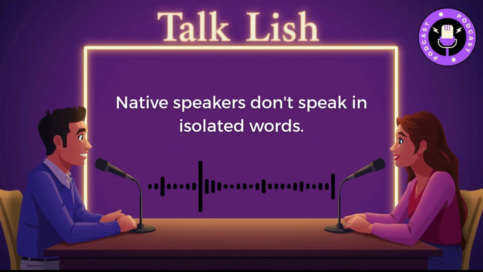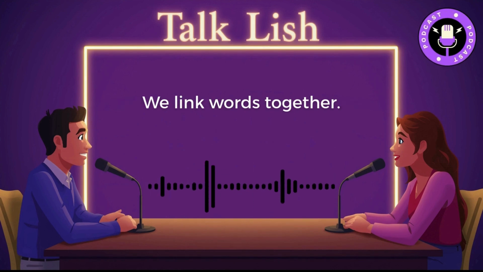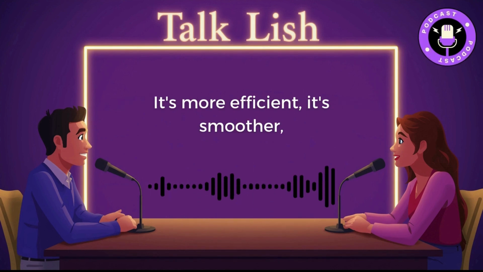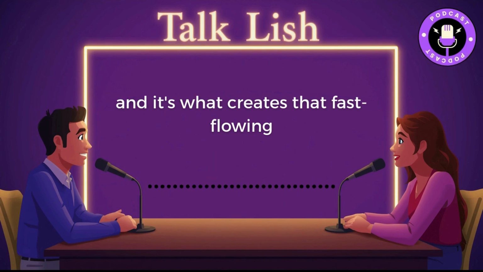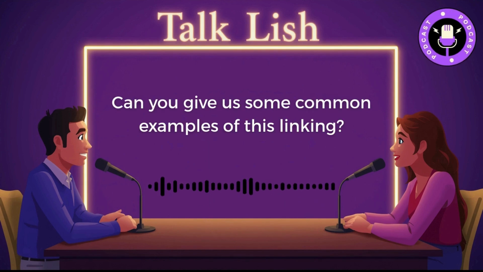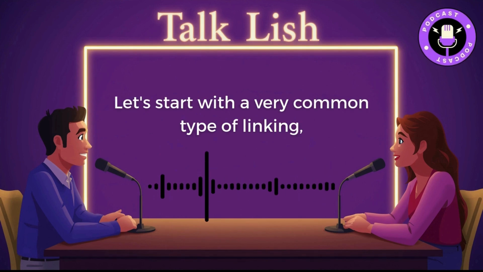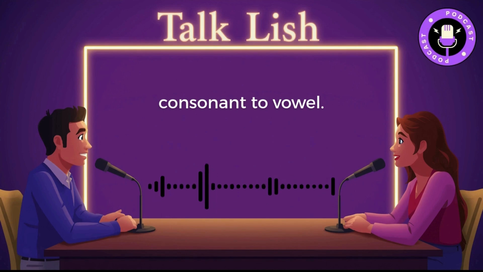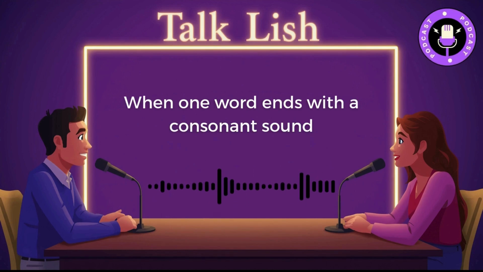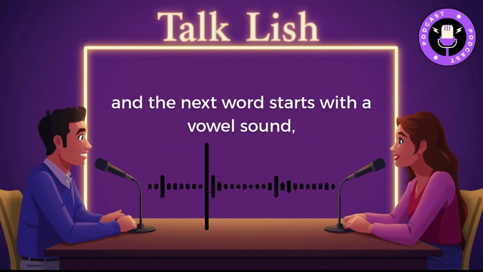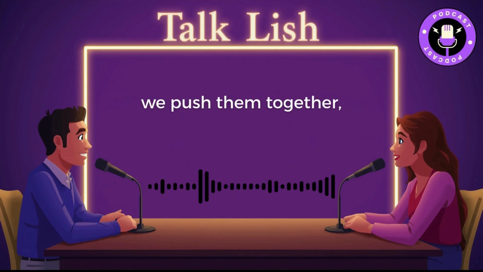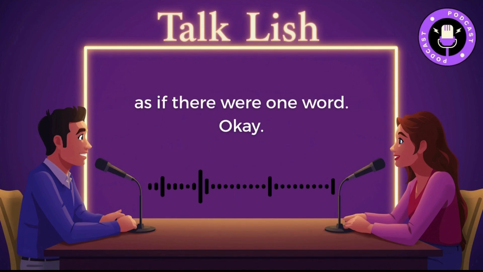Native speakers don't speak in isolated words. We link words together. It's more efficient, it's smoother, and it's what creates that fast-flowing sound. Can you give us some common examples of this linking? Of course. Let's start with a very common type of linking, consonant to vowel. When one word ends with a consonant sound and the next word starts with a vowel sound, we push them together as if there were one word.